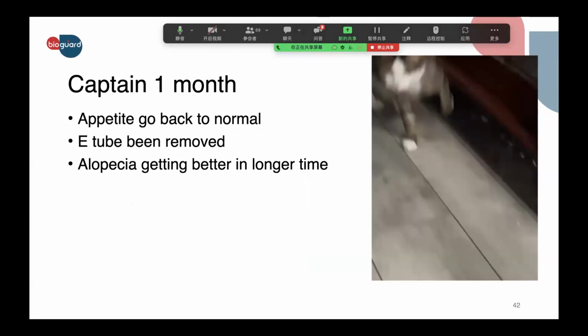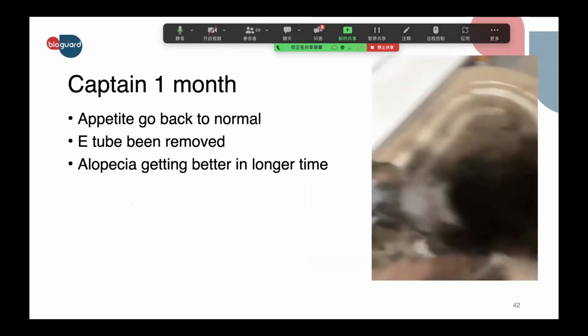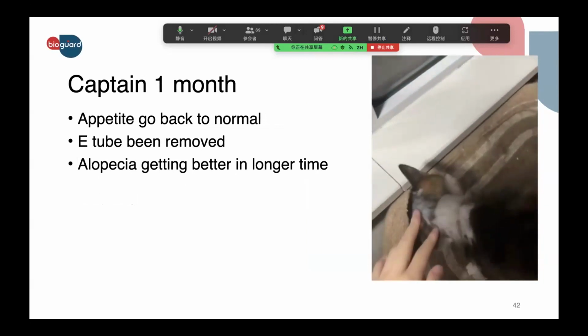And 1 month later, because the cat's appetite is good and she can eat by herself, there is no need to feed any food through the tube, and then we removed the tube. But we can see there is some alopecia on the skin.